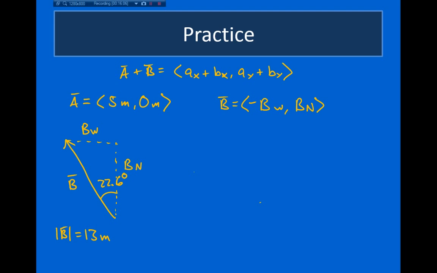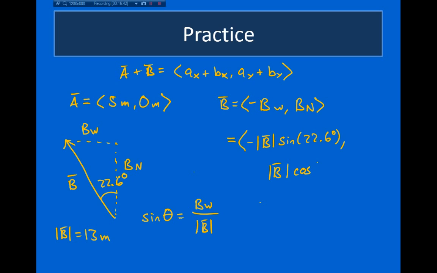So the west component, it is opposite the angle theta, so I can say that the sine of theta, the sine of 22.6 degrees, is opposite divided by the hypotenuse. Okay, so solving for the west component, it is going to be minus the magnitude of vector b times sine of 22.6 degrees. And the y component, well, now this is adjacent, so it's going to be the cosine. So we'll have the magnitude of vector b times cosine of 22.6 degrees.